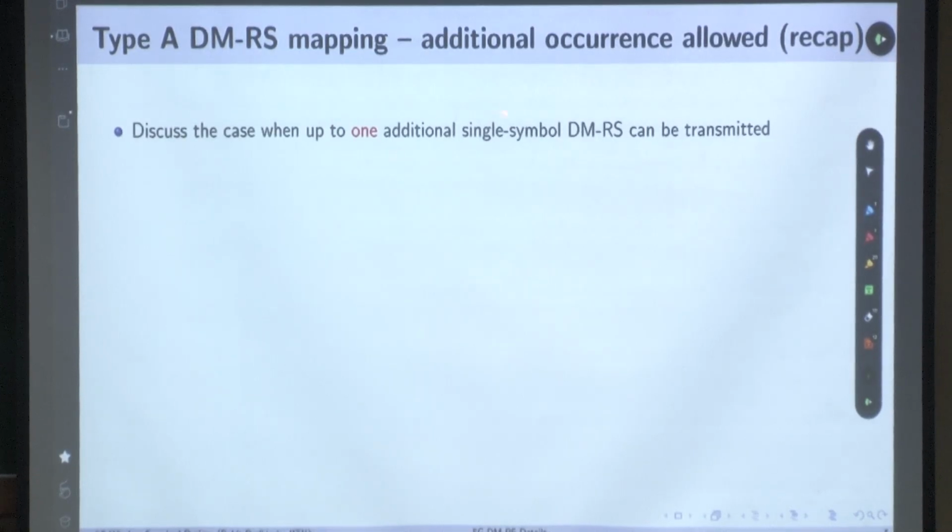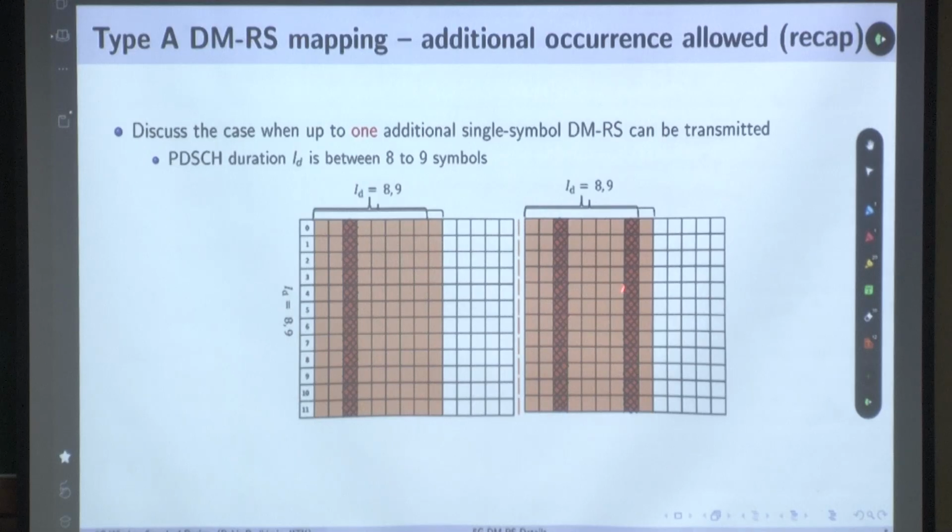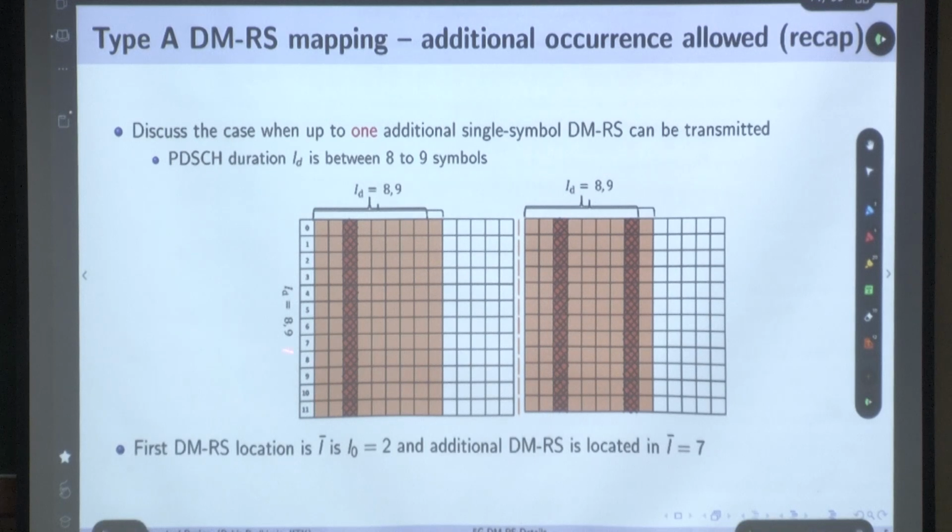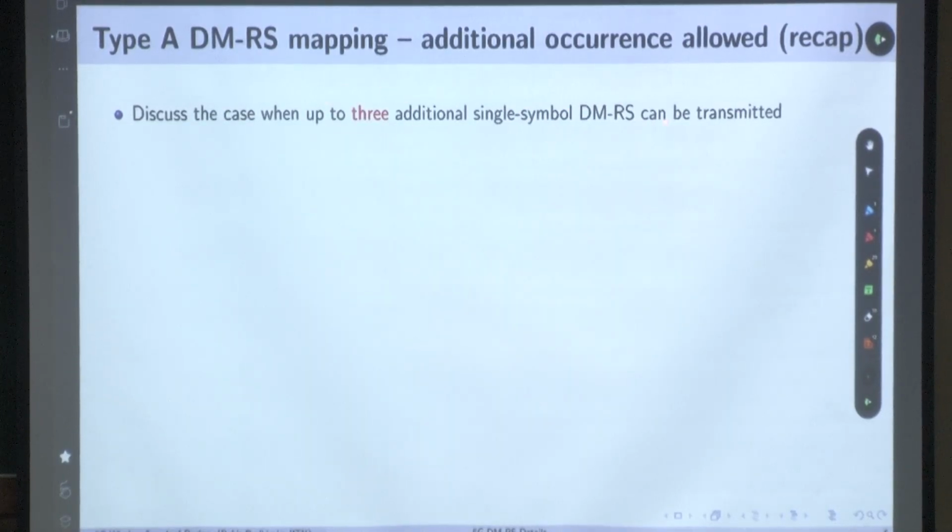For single symbol DMRS, we discussed the case when up to 1 additional single symbol DMRS can be transmitted, and that is when the PDSCH duration LD is between 8 to 9 symbols. So only 1 additional occurrence is allowed, and it is allowed if this duration is between 8 to 9 symbols. It doesn't mean that it will always be 2; there can be only 1 occurrence also. This is the additional occurrence, and this is the base occurrence, where at least 1 DMRS will always be transmitted. The first DMRS location is 2, and the additional DMRS is located at l bar equal to 7.